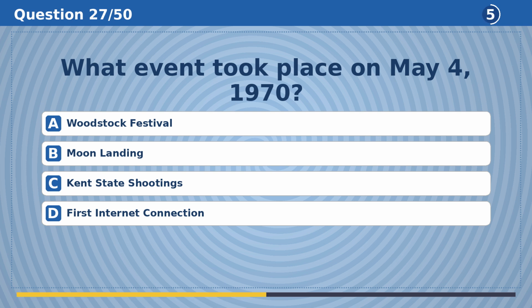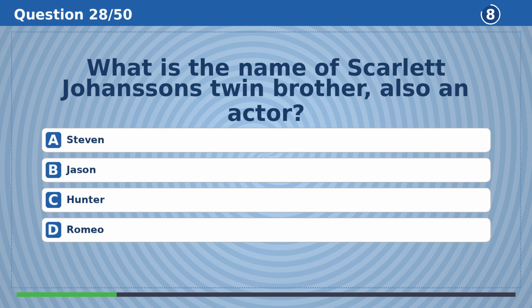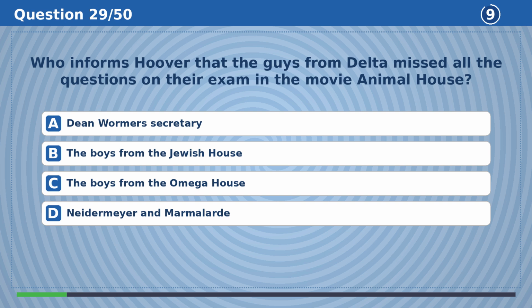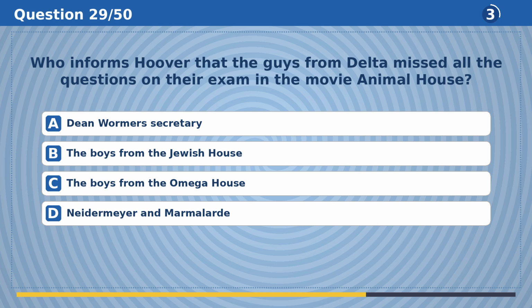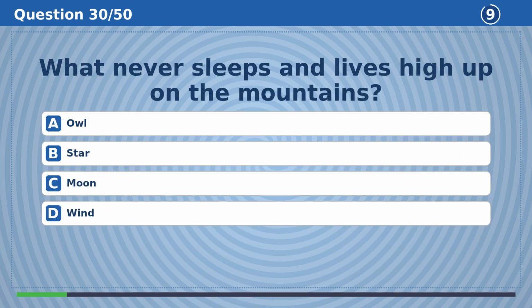What event took place on May 4, 1970? The answer is C, Kent State shootings. What is the name of Scarlett Johansson's twin brother, also an actor? The answer is C, Hunter. Who informs Hoover that the guys from Delta missed all the questions on their exam in the movie Animal House? The answer is B, the boys from the Jewish house.